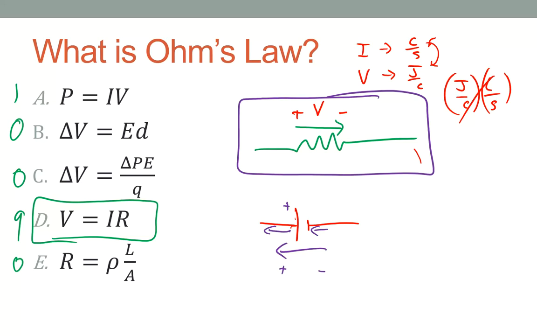Voltage difference is change of potential energy over charge. That's the definition of electric potential, right? And then finally, resistance is resistivity times length divided by area. Bigger wires have lower resistance. Longer wires have higher resistance. Resistivity depends on the material.